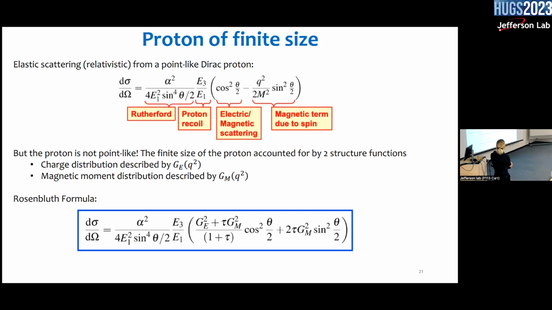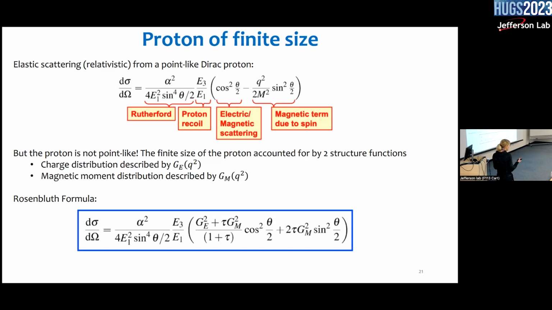Okay, but we know that the proton has some finite size, so we can think of different components of that. You can write the cross section in terms of Rutherford scattering. You can include the proton recoil factor, which is basically the scattered E prime over E, the incident electron energy. And then you can include this electromagnetic scattering factor. If you move this over here, you get the Mott cross section, and then you have the magnetic term due to spin particles.